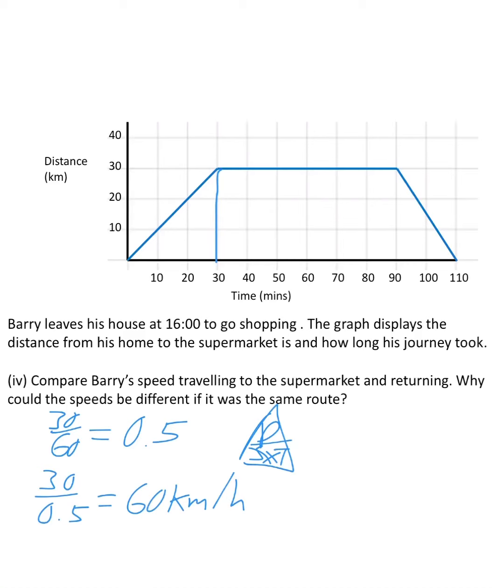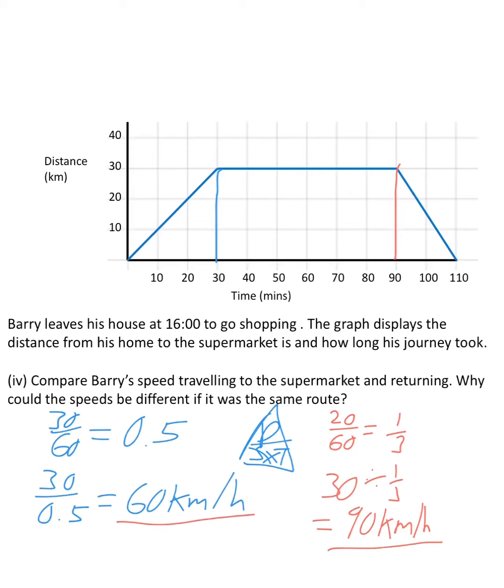Returning then, again we have a distance of 30 kilometers, but it's only 20 minutes now. So we'll put 20 over 60, which is a third. And now we'll do 30 divided by a third, and that is equal to 90 kilometers per hour. So we can clearly see he was a lot faster on the return journey. And the reason for this is when he was going to the supermarket, there may have been a lot of traffic. And when he was returning then, the roads may have been a lot clearer.